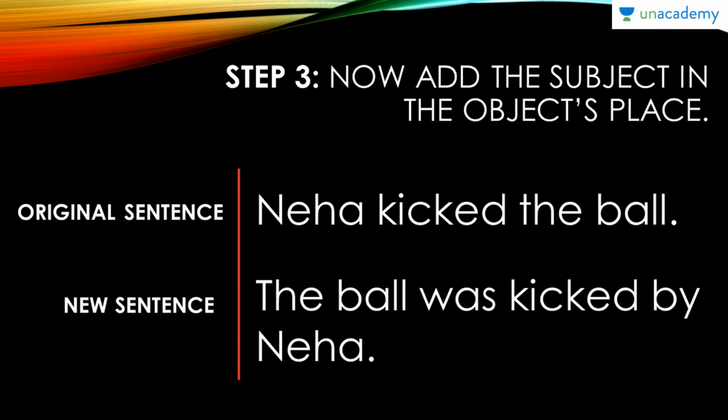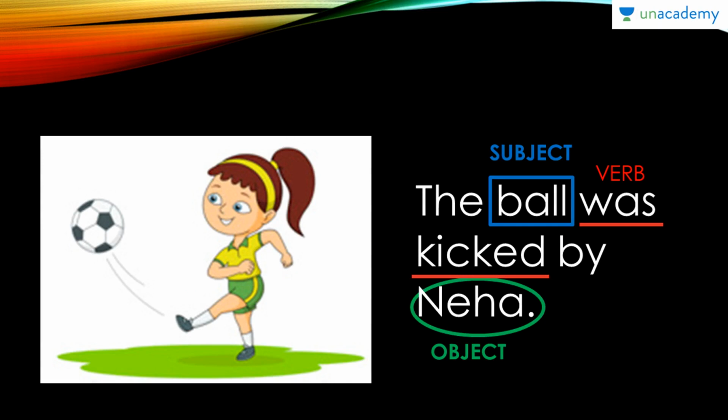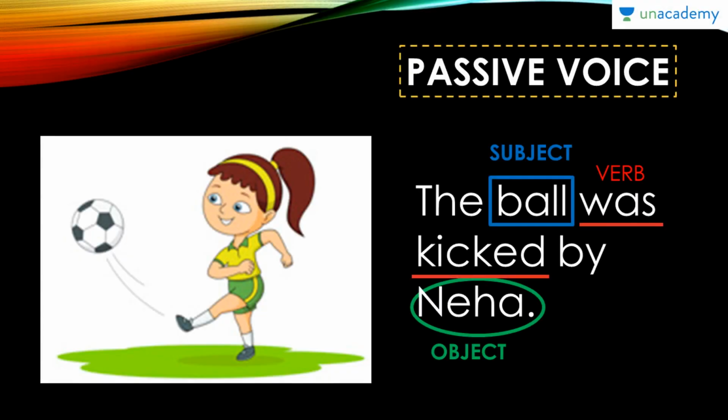Now add the subject in the object's position. And by subject here we mean the previous subject Neha. So the ball was kicked by Neha. Because ball was kicked Neha doesn't make sense again. The ball was kicked by Neha. What was kicked by Neha? The ball, making ball our subject. Was kicked will be our verb with was as our auxiliary verb and Neha becomes our object. And this is in passive voice. So we've successfully completed converting an active voice sentence to passive voice sentence.